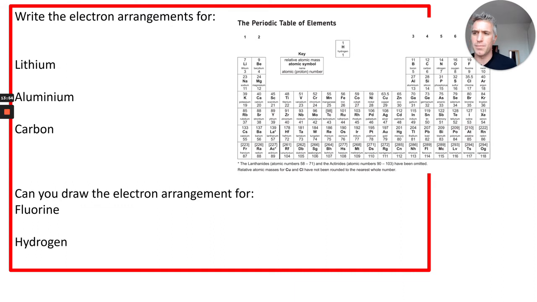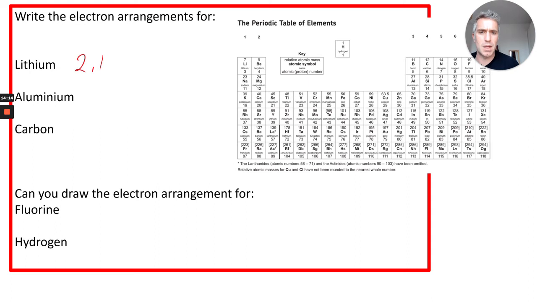Okay, right. First one, lithium. You can see lithium is in group 2. No, it's not. It's in group 1. It's in row 2, period 2. So it has 2 shells. And it's in group 1. So the outer shell must be 1. So the electron arrangement for lithium is 2, 1.